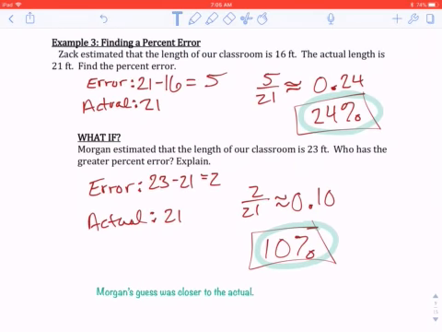Okay? So for, again, percent increase and decrease and percent error, the formula is very similar. You just want to make sure that you're keeping the right context in whatever you're talking about.